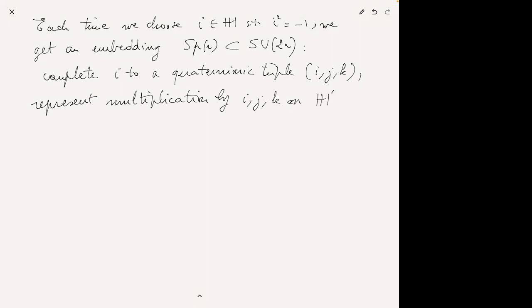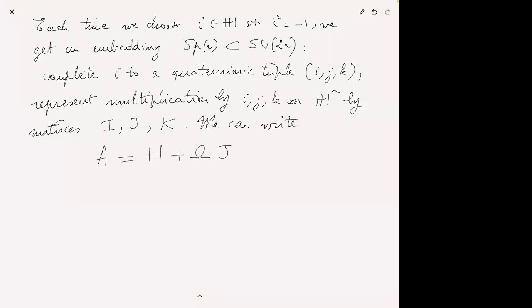On H^R, by matrices that I will denote just by the capital letters I, J, K, right? Then you can show that you can decompose the matrix A as a sum of some matrix H plus another matrix omega times J, where this matrix H is Hermitian. Now this is just complex Hermitian with respect to I, and this omega here is anti-symmetric.